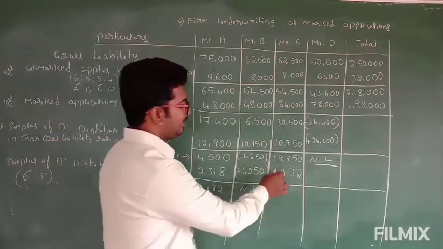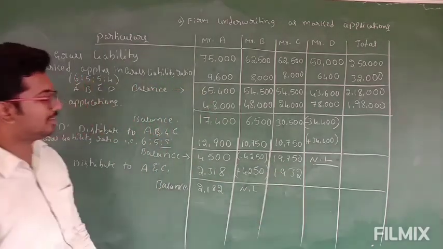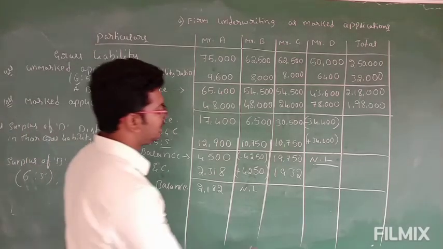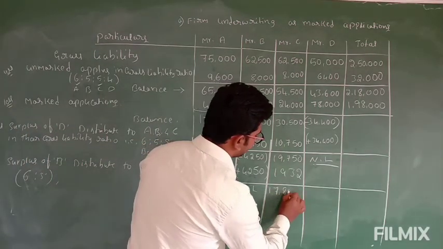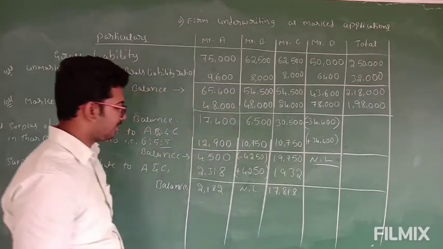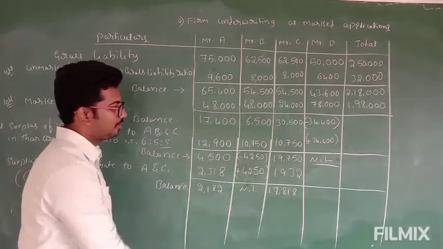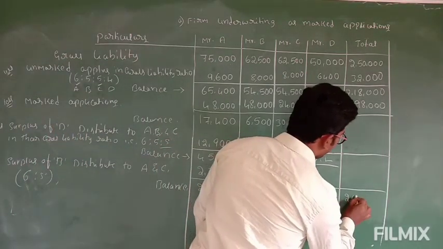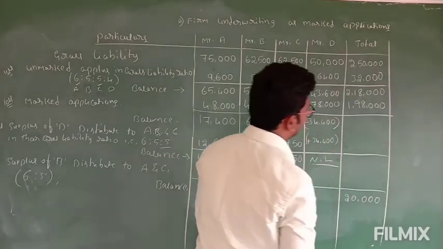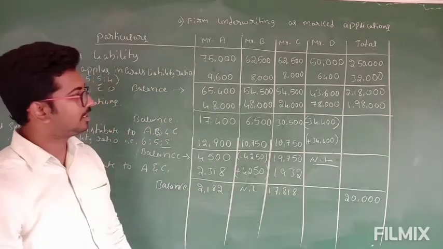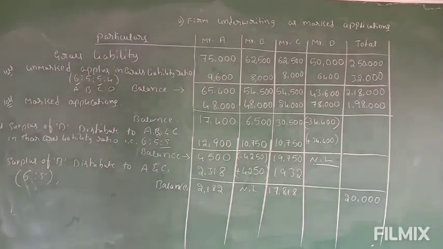And 19,750 minus 1,932, you get 17,818. So no surplus has come. So make a total of it: 17,818 plus 2,182, so it will become 20,000. Here we have to make one more total over there.